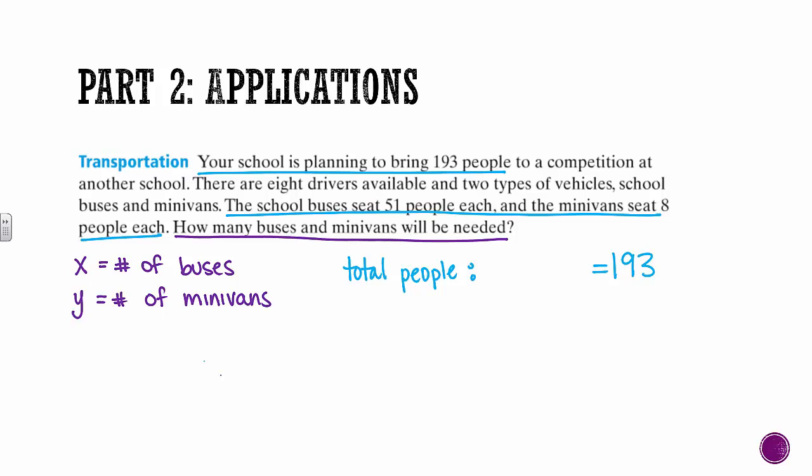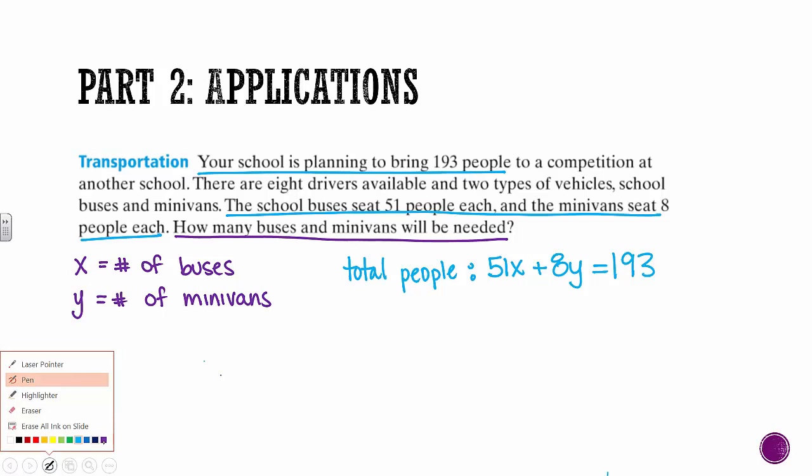So each bus seats 51 people. So we're going to make 51 times X, the first part of this. And then each minivan seats 8 people. So these added together should total the number of people that we want to go.